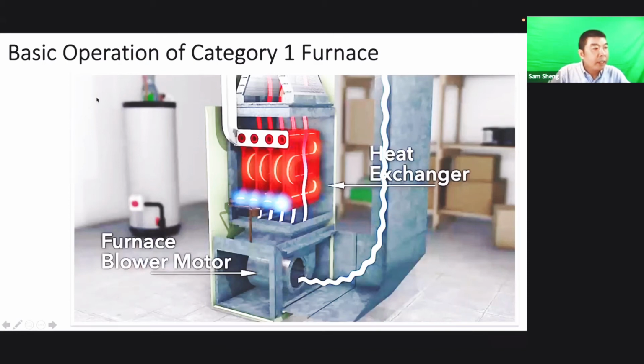Okay, so this picture just shows us the heat exchanger. Yeah, so we can see clearly for this one. Like we said, the cold air comes from the return air duct and goes through the filter, and then the blower motor just pushes it up, so it goes through the heat exchanger. So here we should know is the heat exchanger.